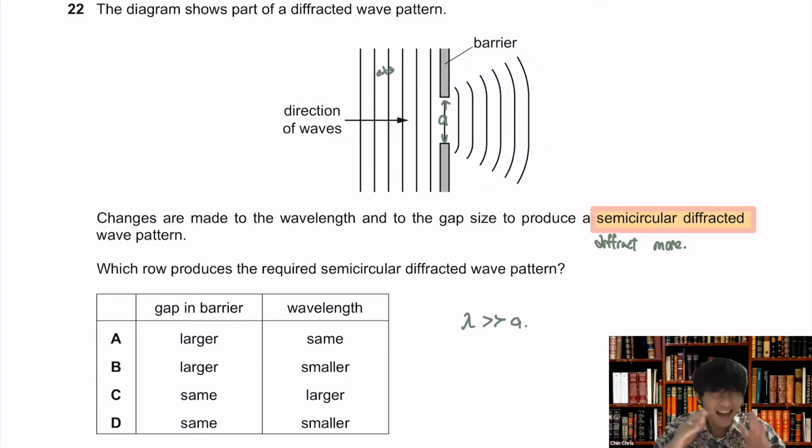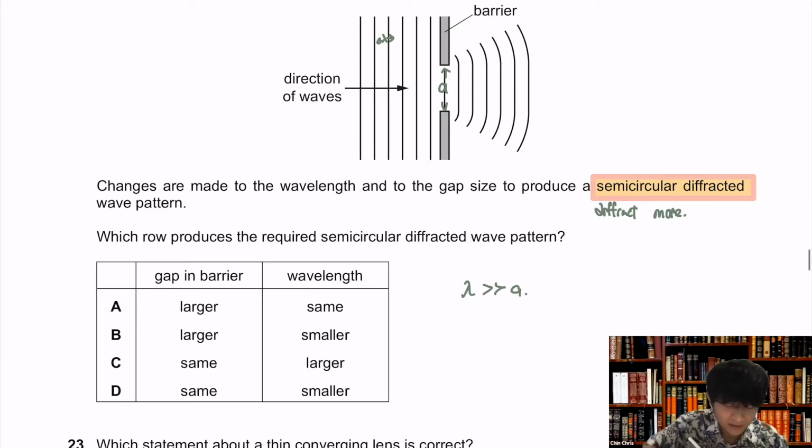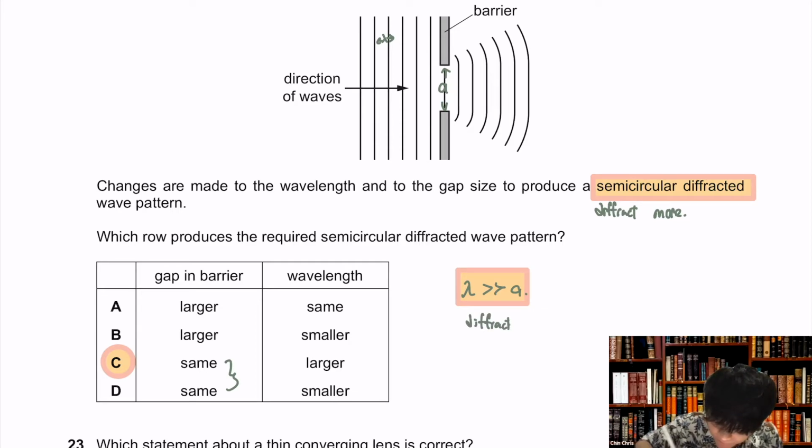So remember, you must have a large wavelength and a small gap, then only can it squeeze through with a huge effect. So I can make, no, making the gap larger is going to be easier for this fat dude to squeeze over, right? That doesn't help, so no. Same, maybe. However, my wavelength is going to be bigger because I need a fat dude. So the answer is C. Remember this: when your wavelength is so much bigger than your a, your diffraction is very significant. Hope it helps. Okay, 23.